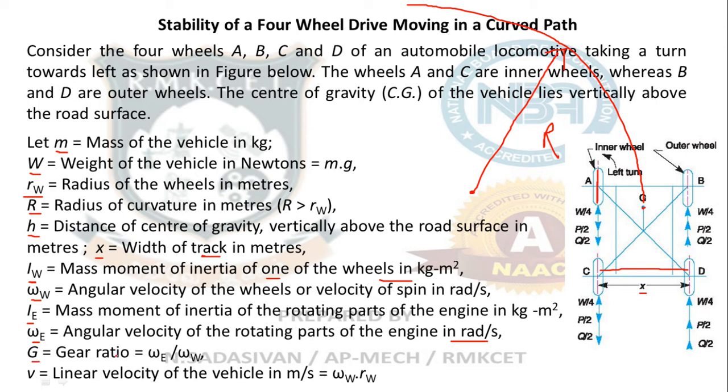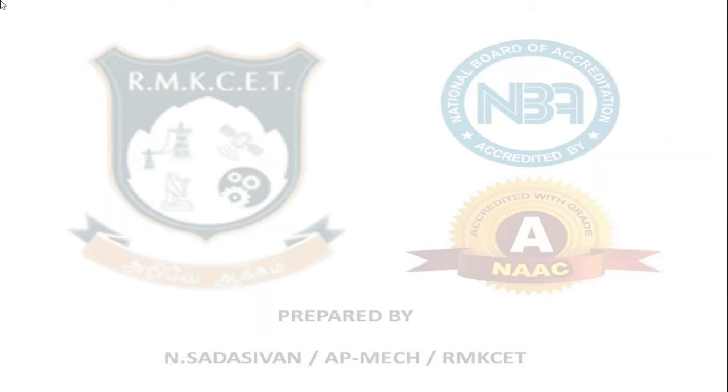G is the gear ratio. What is gear ratio? The engine speed to wheel speed ratio. Normally, engine speed is very high. You put it through a gearbox and lower the speed and give it to the wheel so that you have a large amount of torque available to move the vehicle. So that ratio is the gear ratio. v is the linear velocity of the vehicle in meters per second. So this is the actual speed of the vehicle. Let us say I am traveling at 60 kilometers per hour or 70 kilometers per hour. That speed is this v. So these are the terms used in the derivation.